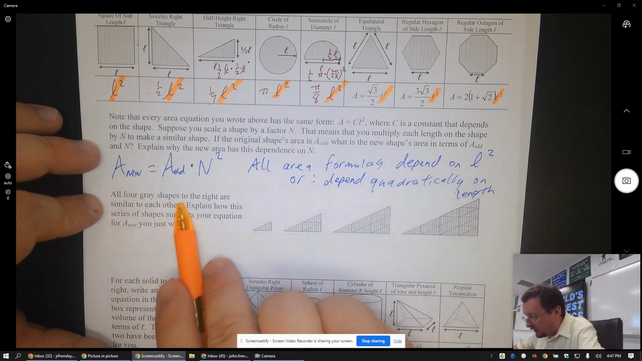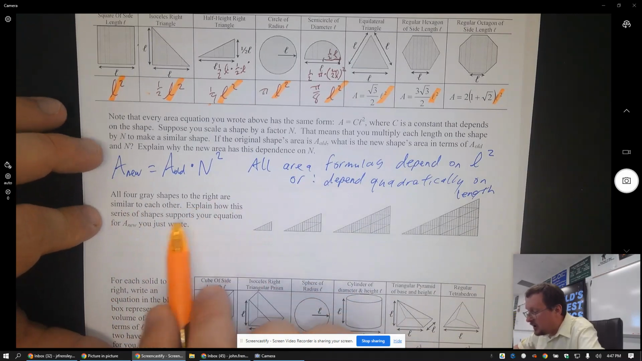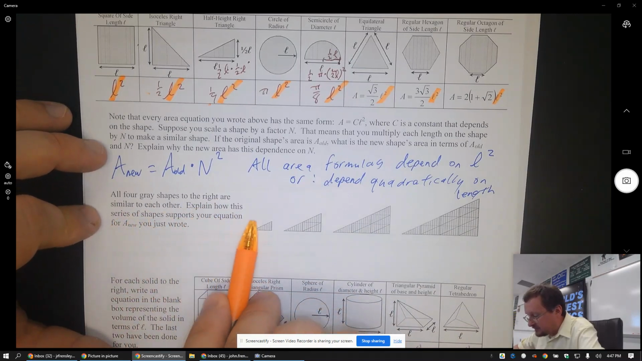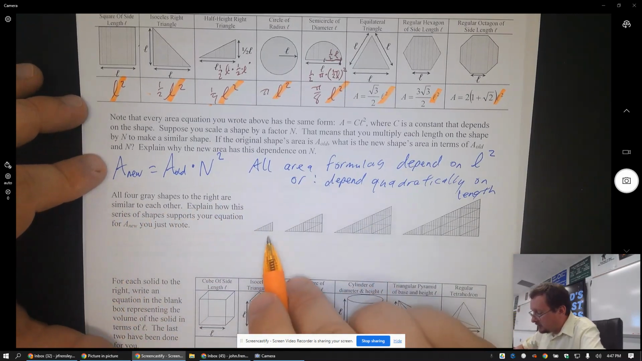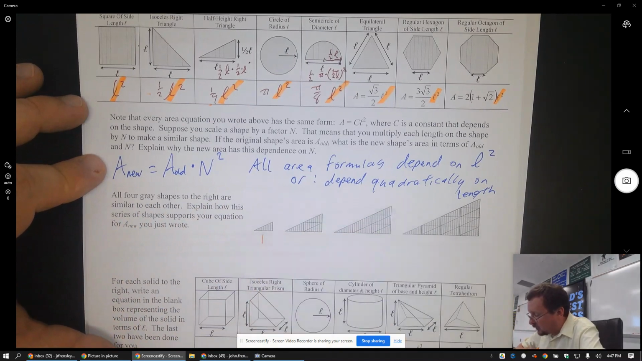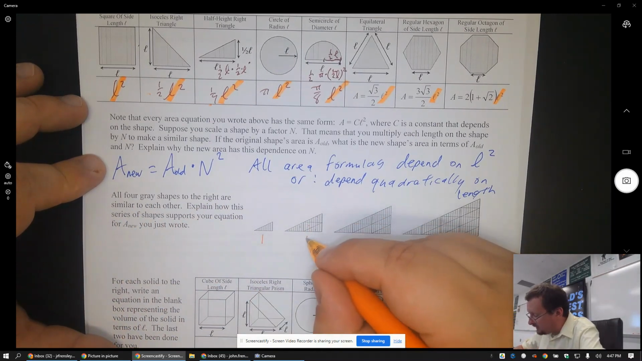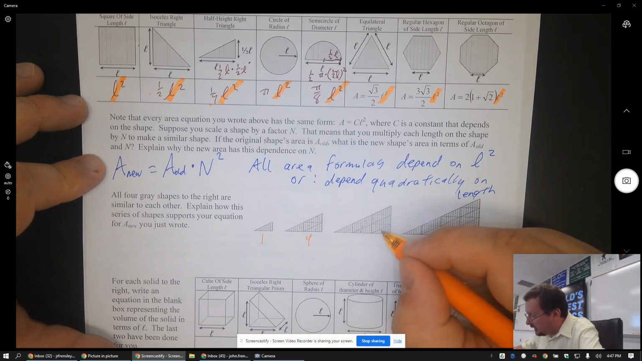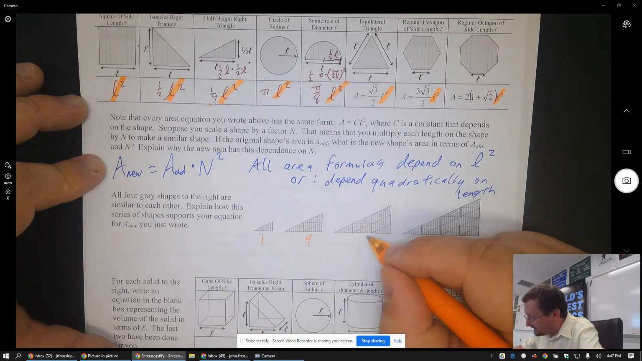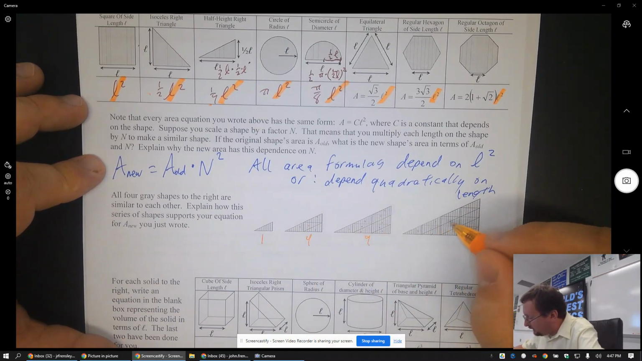Okay, all 4 gray shapes are similar to each other. Explain how this series of shapes supports your equation up here. Okay, look at this. This is one triangle. 1, 2, 3, 4. That's 4 triangles. 1, 2, 3, 4, 5, 6, 7, 8, 9. That's 9 triangles. 1 through 16. That's 16 triangles.